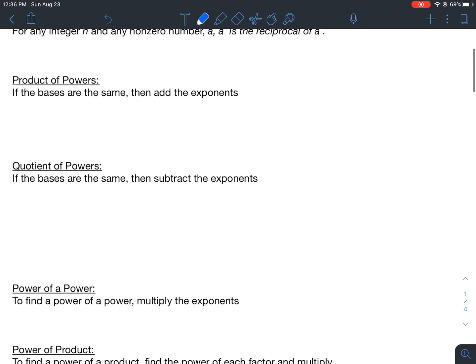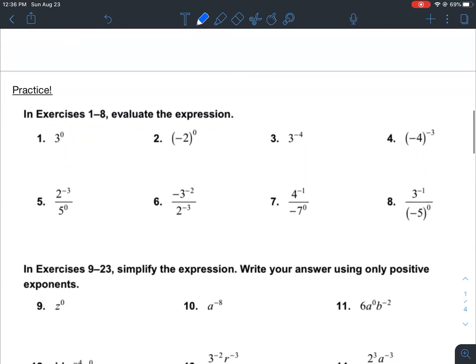Okay? So I have some examples on the second page that I want you guys to cover with me. So right here, in this first example, 3 to the 0. Well, 3 is non-zero, and the exponent is 0, so it just equals 1. And that goes for number 2 as well. Negative 2 is still a non-zero number. So if it's raised to the power of 0, then it's equal to 1. Anything raised to the power 0 is 1.